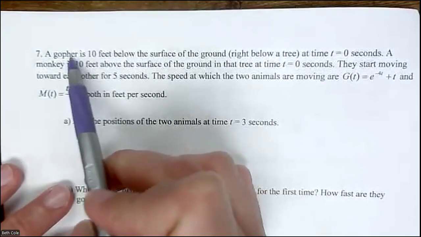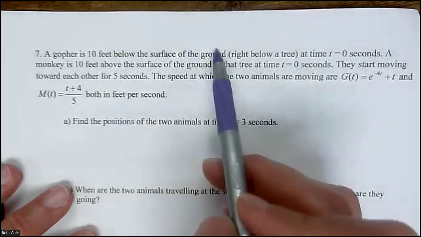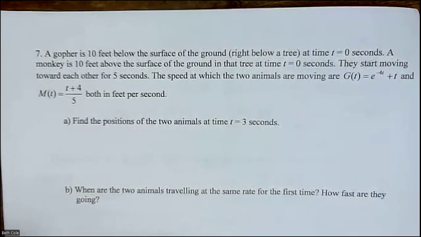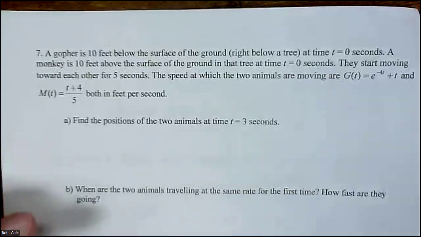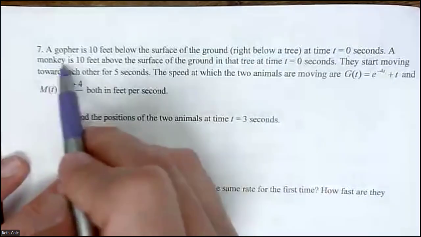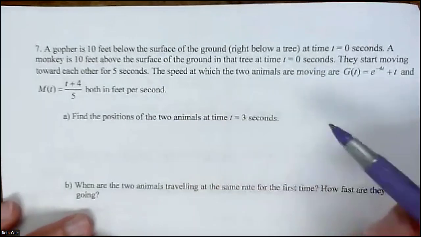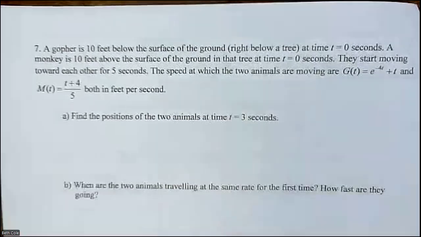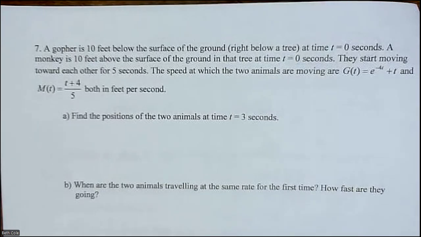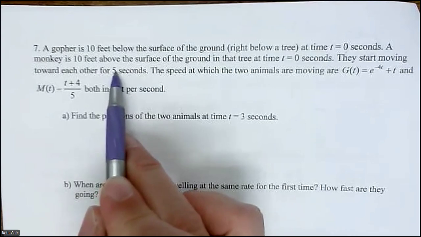A gopher is starting where? He is underground because he's a gopher. So his initial condition is not 10. It's actually negative. Perfect. All right. Right below a tree. At time 0, when our story begins, a monkey is 10 feet above. So his initial condition is positive 10, above the surface of the ground in the tree. They start moving towards each other, that's going to be important later. So hold on to that.